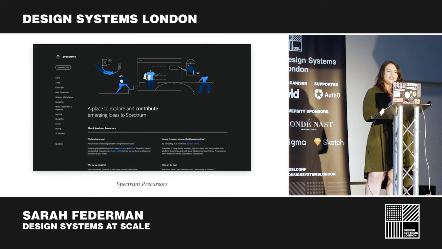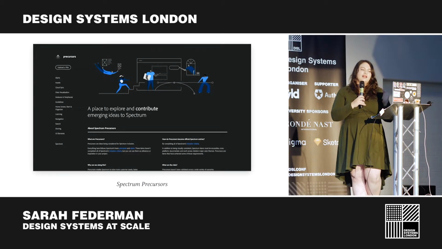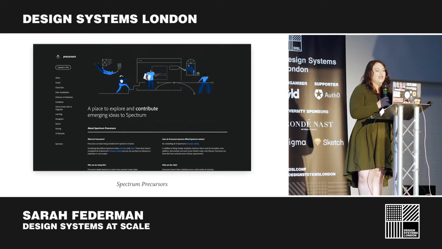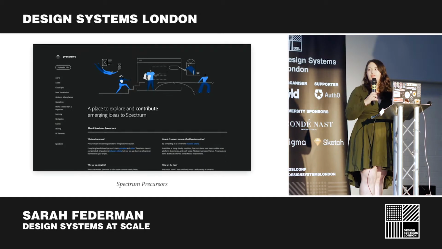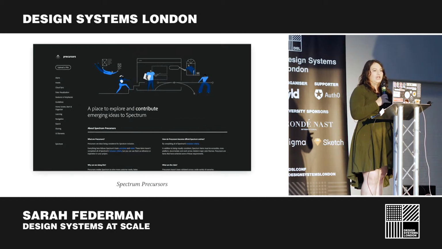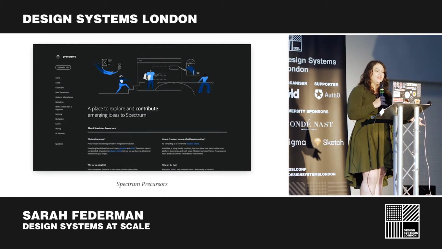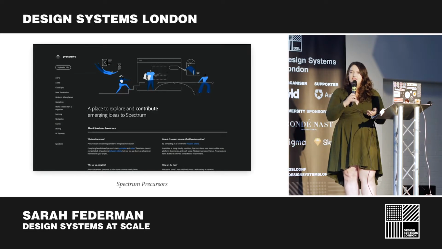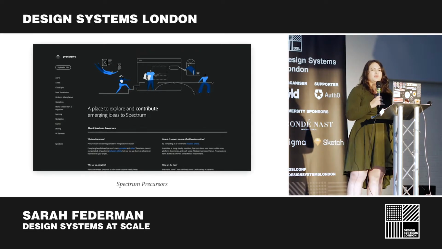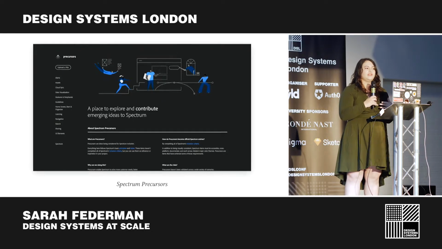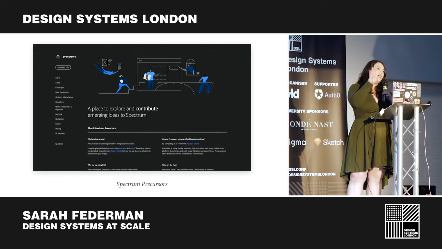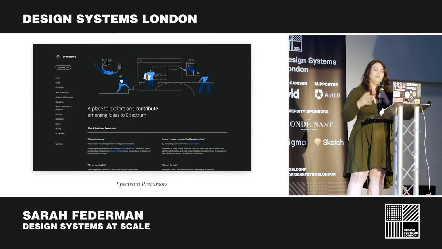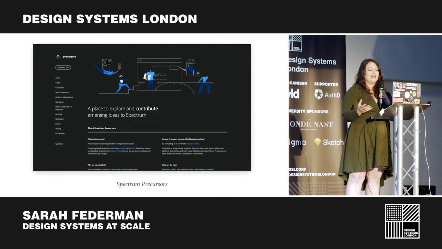Spectrum Precursors is basically a website where we list out all of our beta components and things that we've been working on that aren't quite ready but might be useful, and things that other designers are working on that they think we might find useful. It also serves a corollary purpose: it promotes transparency within our design team, so we can have a modicum of consistency just because people are looking at this site and seeing the things that are on there.